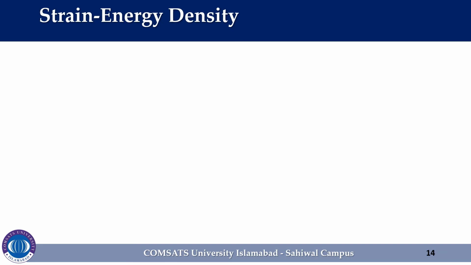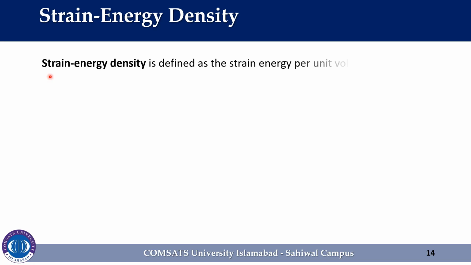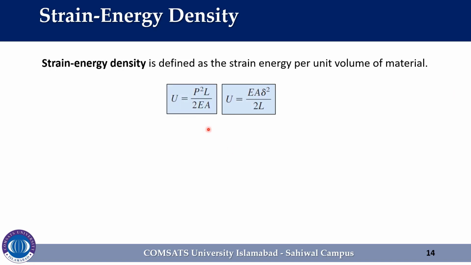The other important term in this discussion is the strain energy density. In many situations, it is convenient to use a quantity called the strain energy density. It is defined as the strain energy per unit volume of material. Expressions for strain energy density in the case of linearly elastic material can be obtained from the formulas of strain energy of a prismatic bar. Since the strain energy of the bar is distributed uniformly throughout its volume, we can determine the strain energy density by dividing the total strain energy U by the volume AL of the bar.